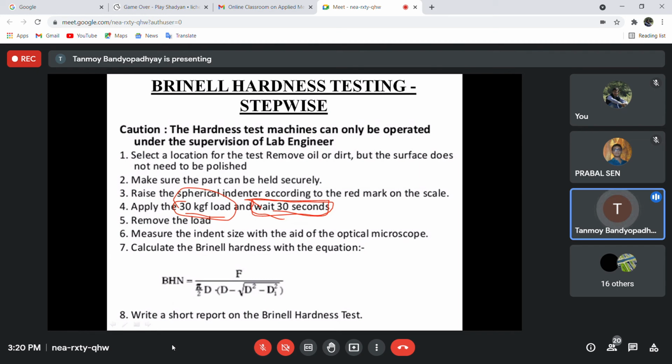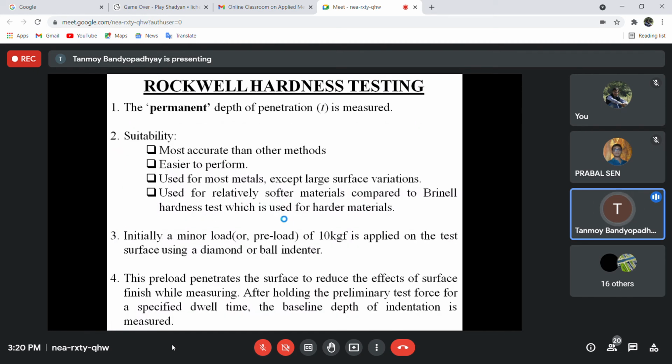Okay, then the load is removed gradually. Measure the indentation diameter with the help of an optical microscope, or a Brinell microscope as we call it, and then you put it in the expression for the BHN number and you get the BHN. So this is the entire discussion related to Brinell hardness number.